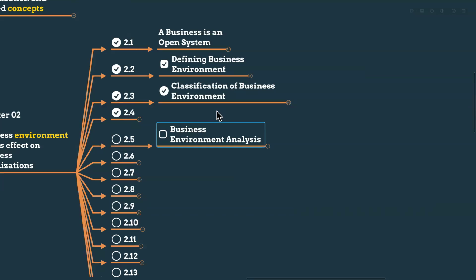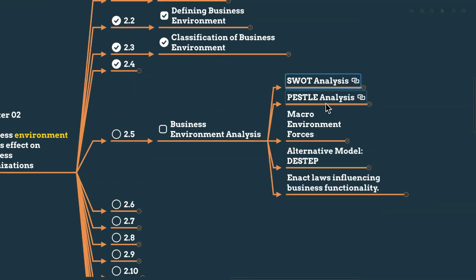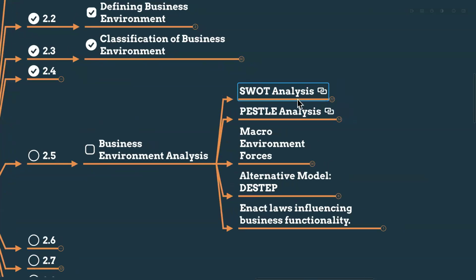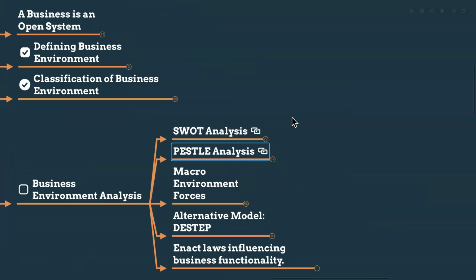Now, how can we actually analyze this? So there are some tools and methods to study and understand our business environment very systematically. As I mentioned earlier, it's like a doctor examines a patient. Business also needs some tools to examine our business environment, how it influences, how it impacts, right? So let's learn two important tools, that is SWOT analysis and PESTLE analysis.